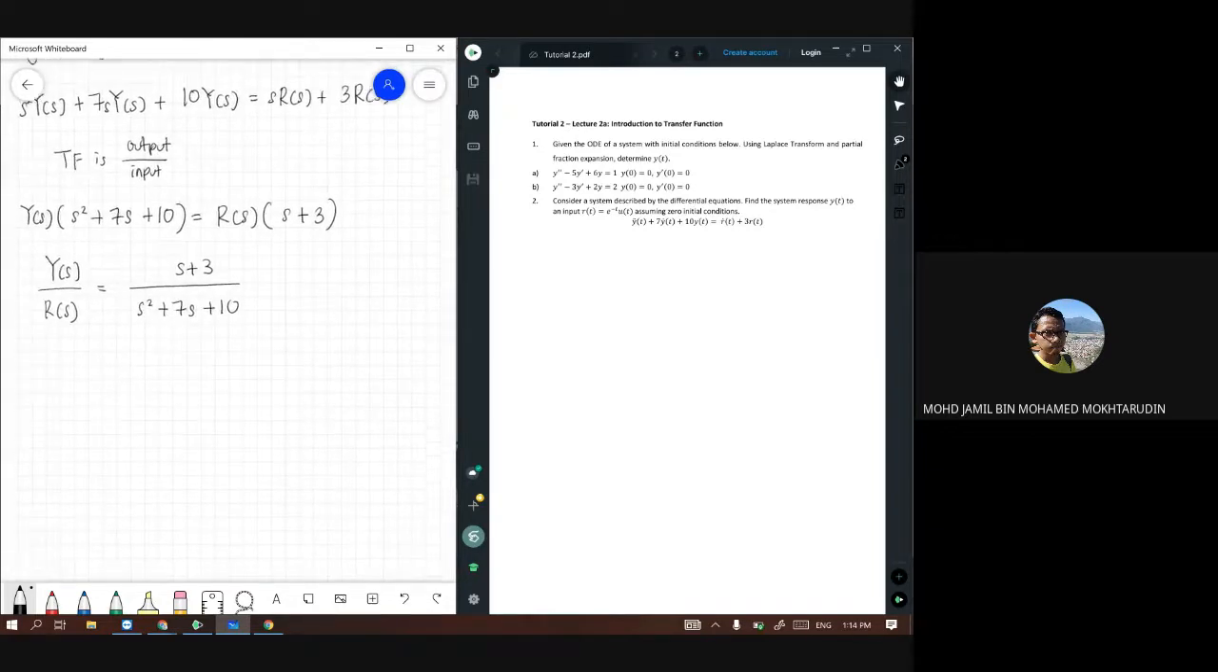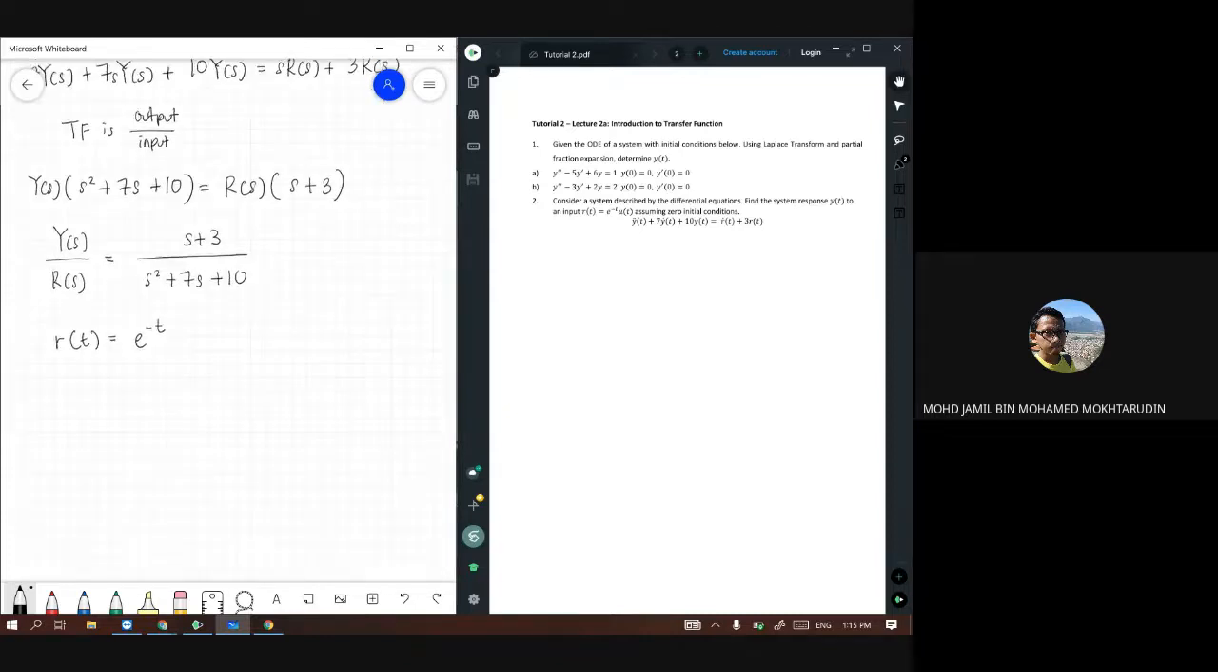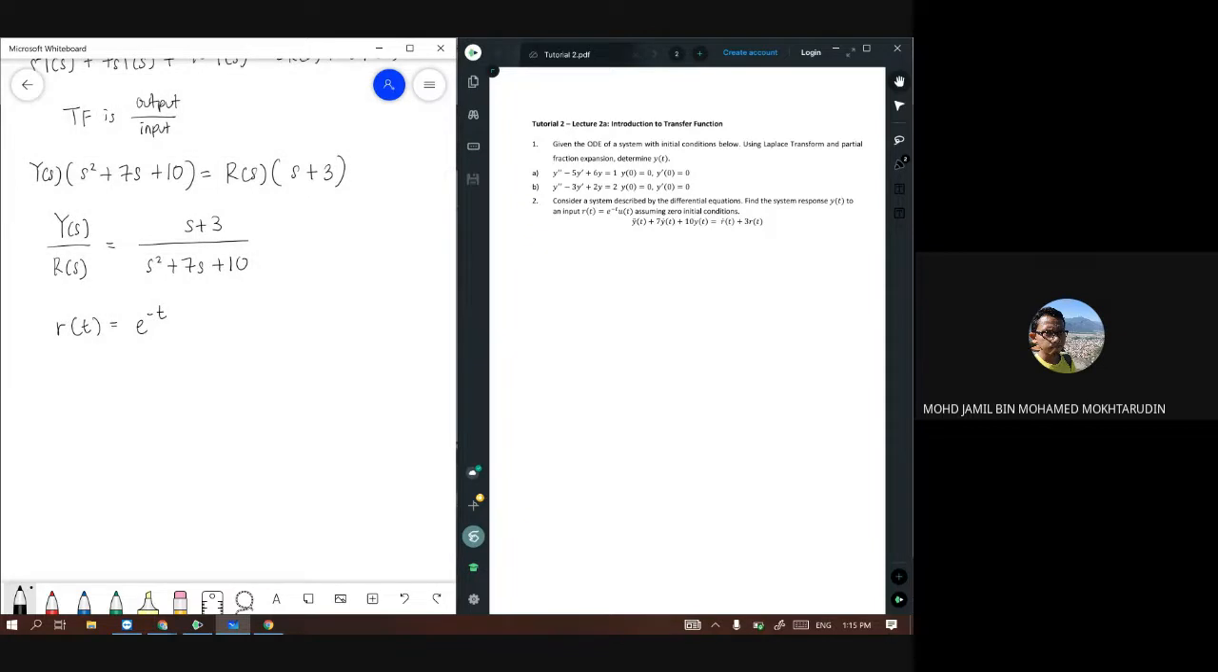Now we have YS over RS, but the question wants you to find YT. It gives you RT, where RT equals e to the power of negative T. So we need to convert RT into the frequency domain. We get RS equals 1 over S plus 1.